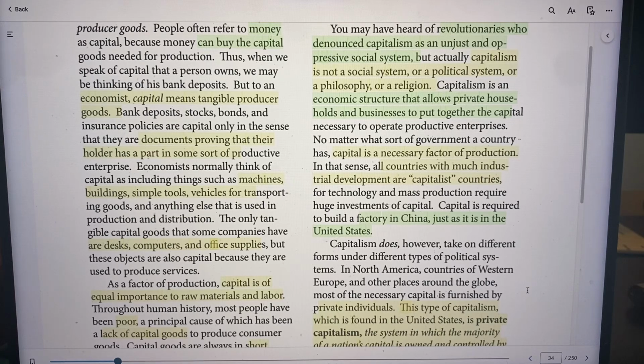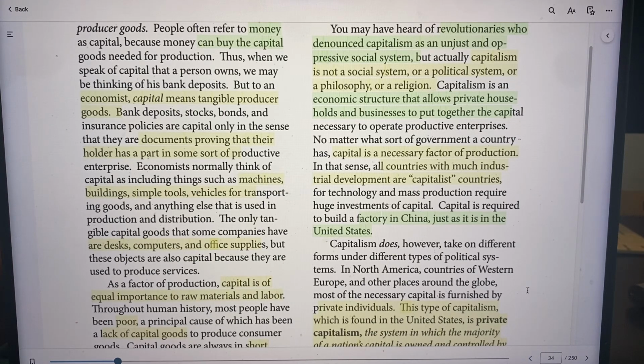You may have heard of revolutionaries who denounce capitalism as an unjust and oppressive social system. But actually, capitalism is not a social system or a political system or a philosophy or a religion. So what is capitalism? Capitalism is an economic structure that allows private households and businesses to put together the capital, or the tools, necessary to operate productive enterprises.